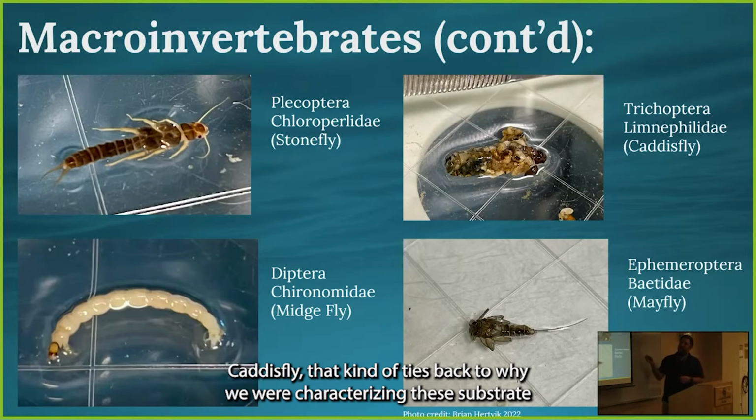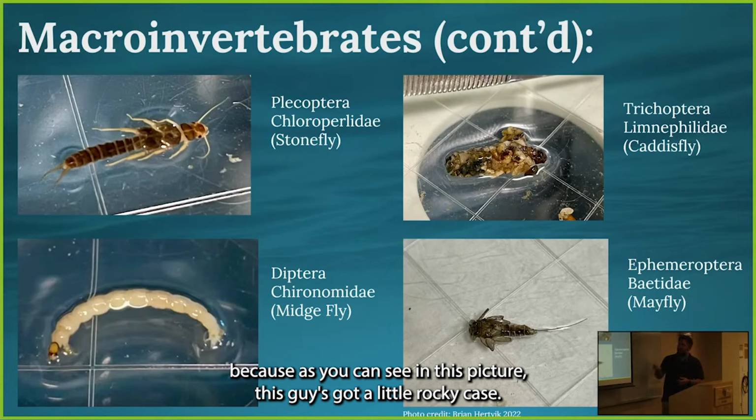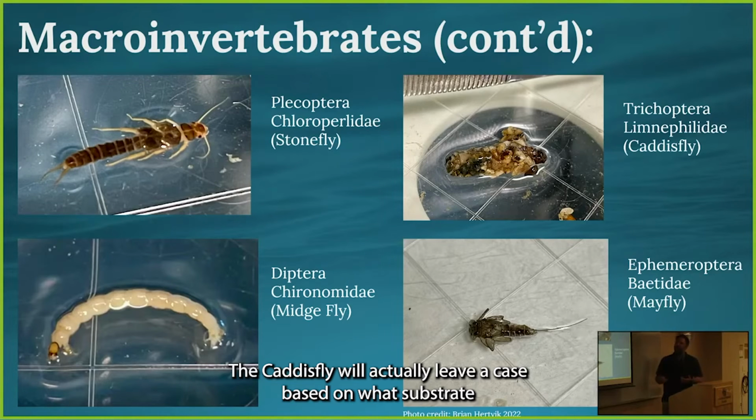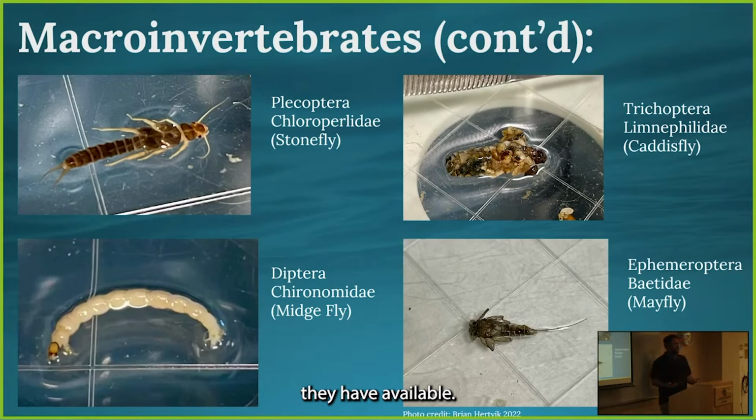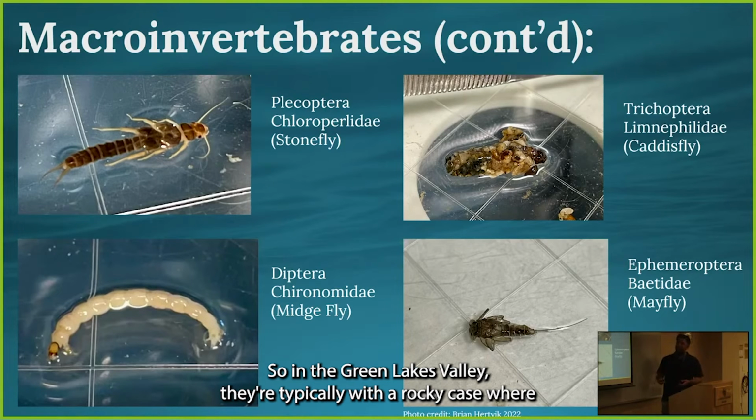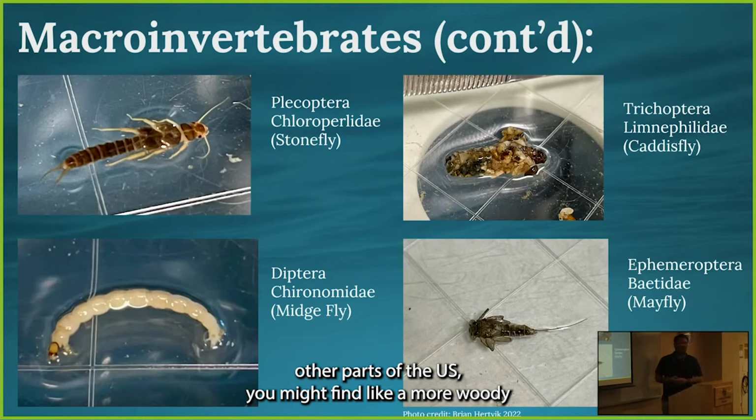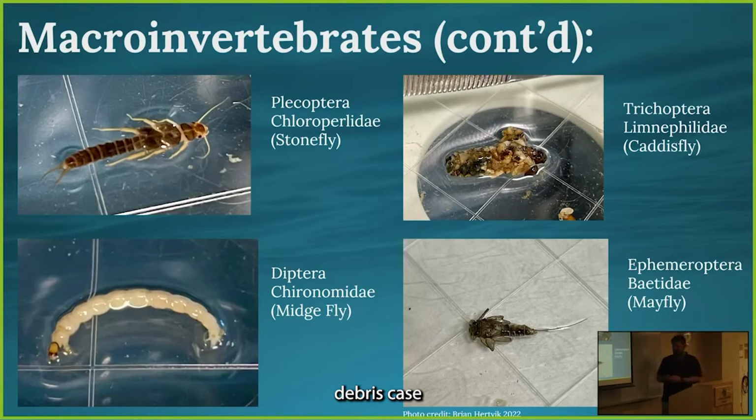And with the caddisfly, that ties back to why we were characterizing the substrate, because as you can see in this picture, this guy's got a little rocky case. The caddisfly will actually make a case based on what substrate they have available. So in the Green Lakes Valley, they're typically with a rocky case, where in other parts of the US you might find a more woody debris case.